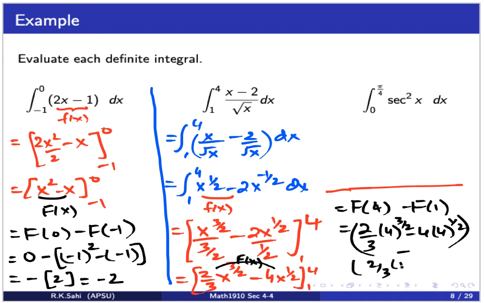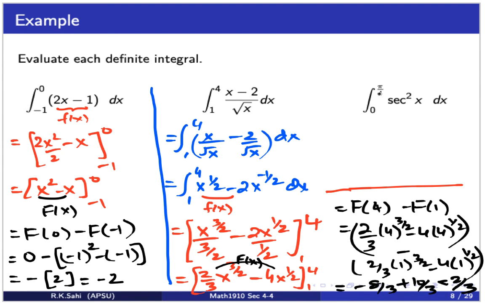2/3 times 1 to the 3/2 minus 4 times 1 to the power half. And when you do the math, this whole thing is going to give you negative 8/3 plus 10/3. Final answer, 2/3. It's all algebra, guys, over here.